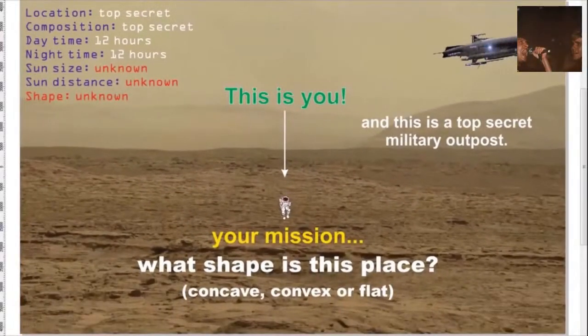So this is you, and this is a top secret military outpost. The location is unknown. Composition is unknown. It has 12 hours of daylight, 12 hours of nighttime. The sun size is unknown. The sun distance is unknown. The shape is unknown. And your mission is to find out what shape this place is. Is it concave? Is it convex? Or is it flat? You're given 3 options.